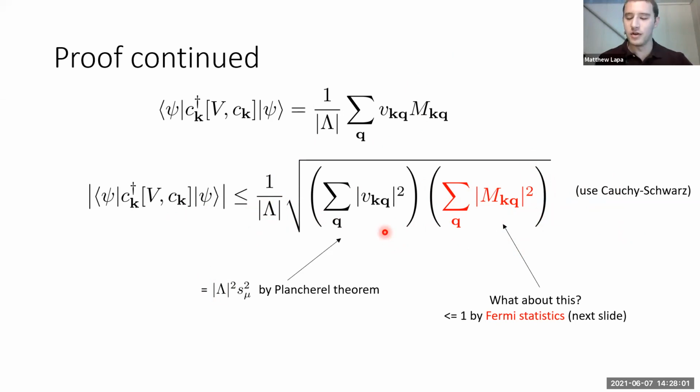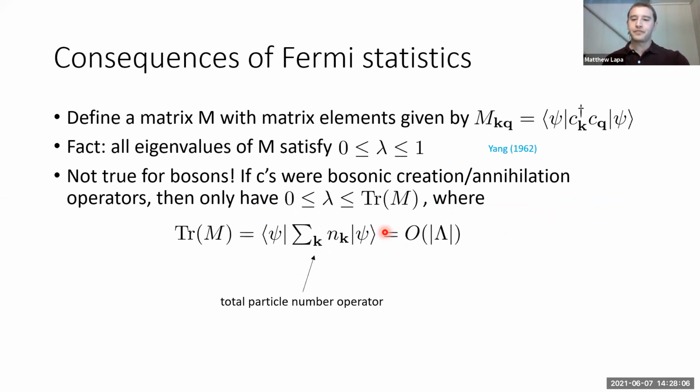The way it works is, if you consider a matrix M whose matrix elements are given by this expression, it turns out that all the eigenvalues of that matrix are between zero and one by the Fermi statistics.